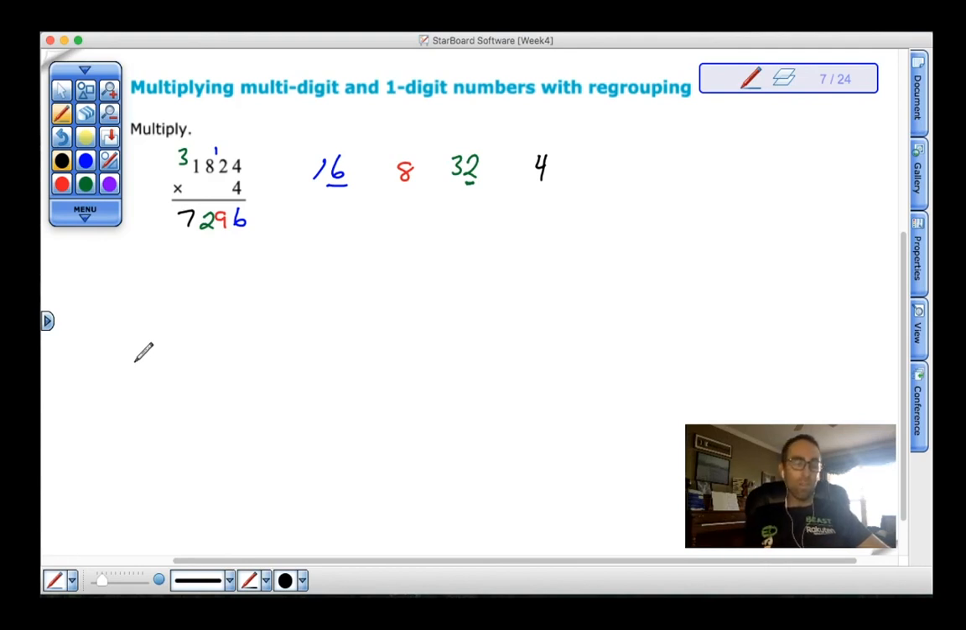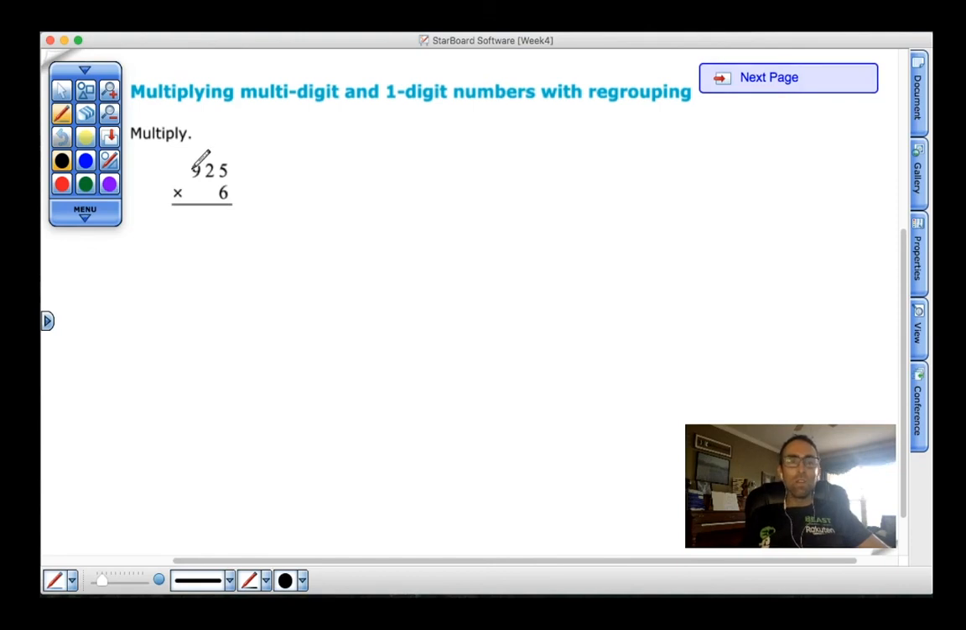All right, so let's go into the next example instead. So I have 925 times 6. This one's a little bit easier because there's not a fourth number there. So let's start over with purple. 5 times 6, I get an answer of 30. So I'm going to take that last digit of a 0 and bring that down underneath my original 5. And I'm going to take the 3 and I'm going to bring it up onto the top.